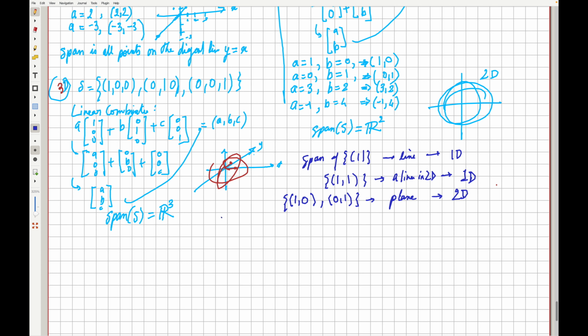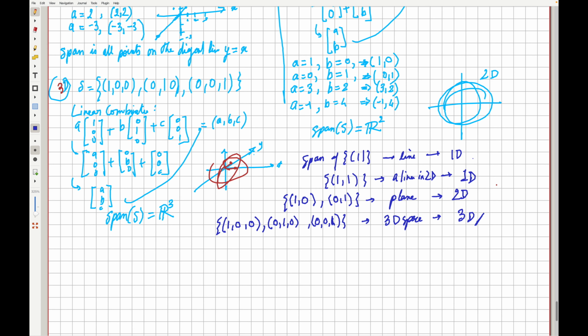Likewise, if we have a set of basis vectors which has these values, 1 0 0, 0 1 0, and 0 0 1, then this can span the entire 3D space. So it can span the entire 3D space, and therefore the dimension is also 3 in this case.